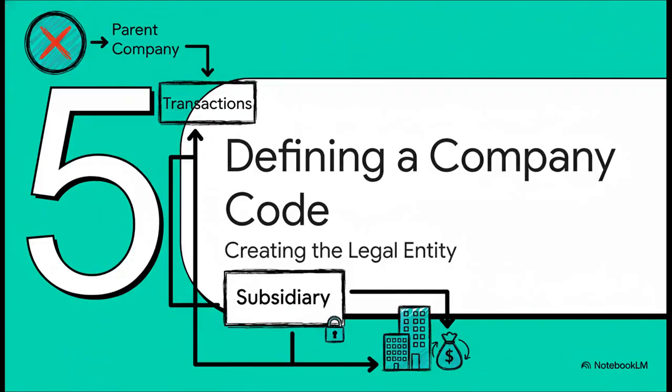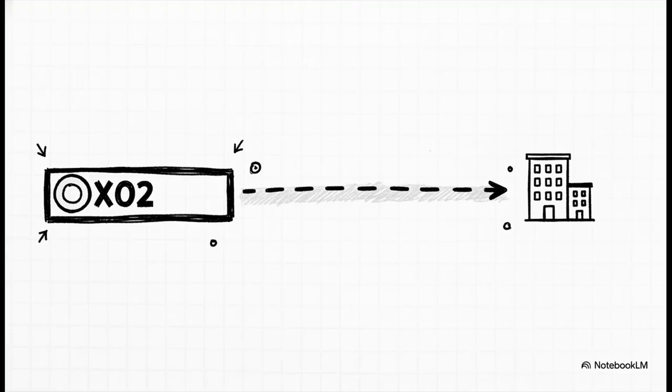Awesome. Our parent company is created. But remember, no transactions actually happen there. For that, we need to create the subsidiary, that legal entity, our company code. So we're heading back to the command field. This time we're going to pop in a different T-code, OX02. This one takes us to the screen where we can define a company code.